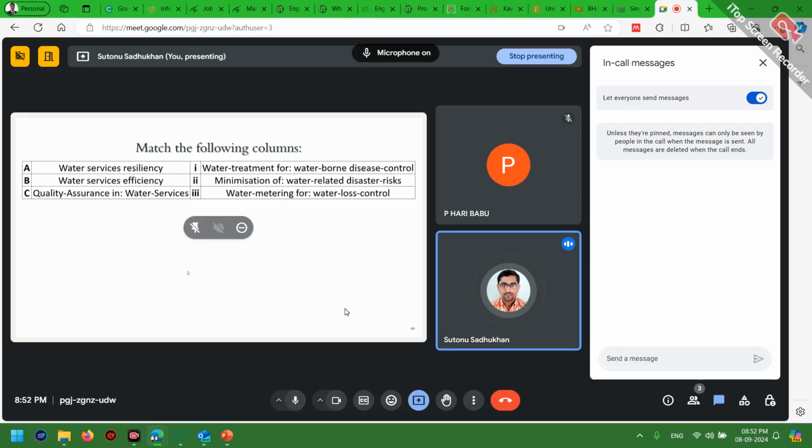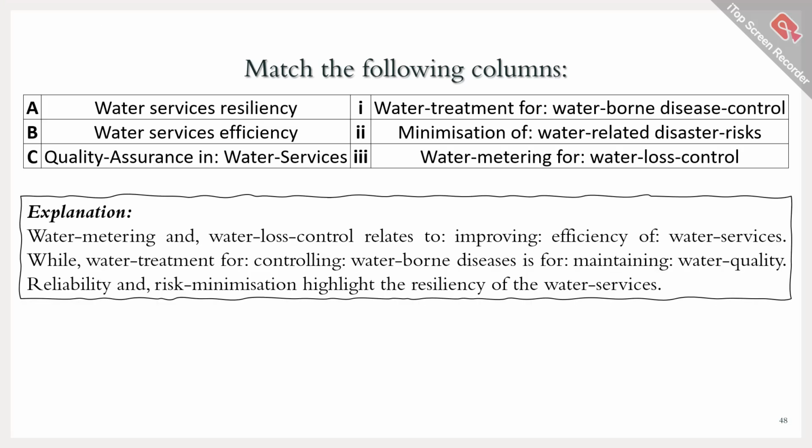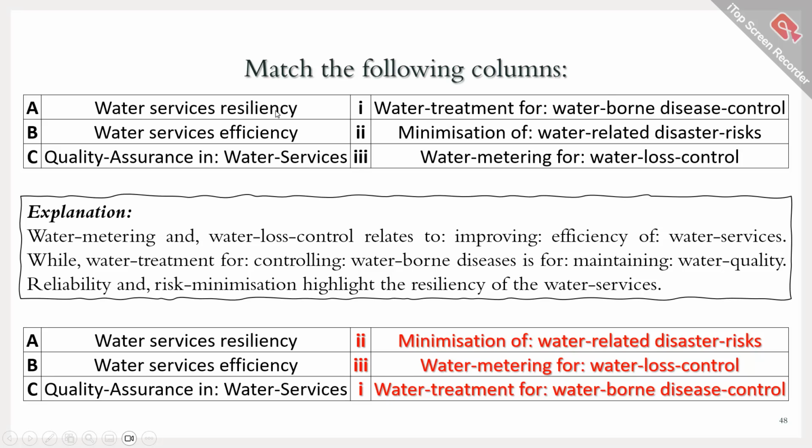Okay, so we'll proceed with the answer. The explanation is, water metering and water loss control relates to improving efficiency of water services, while water treatment for controlling waterborne diseases is for maintaining water quality. Reliability and risk minimization highlights the resiliency of water services. Hence, this is the correct order.